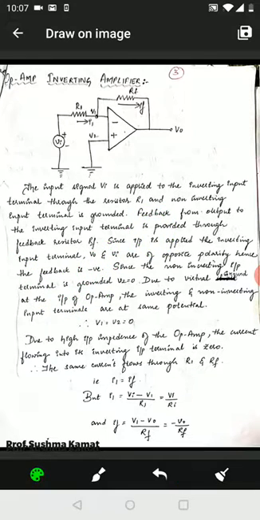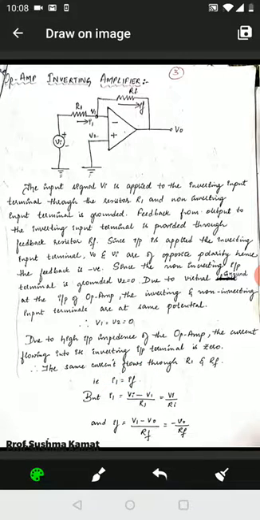Because of the virtual ground concept, V1 and V2 become equal. If V1 and V2 become equal, then both will be equal to 0. If V1 becomes equal to 0, there is no provision for the current to enter into this terminal. That is why the current will follow the feedback path. The current flowing through R1 is I1 and the current flowing through RF is IF. These both will be the same because they are the same current flowing in the circuit. So I1 will become equal to IF.